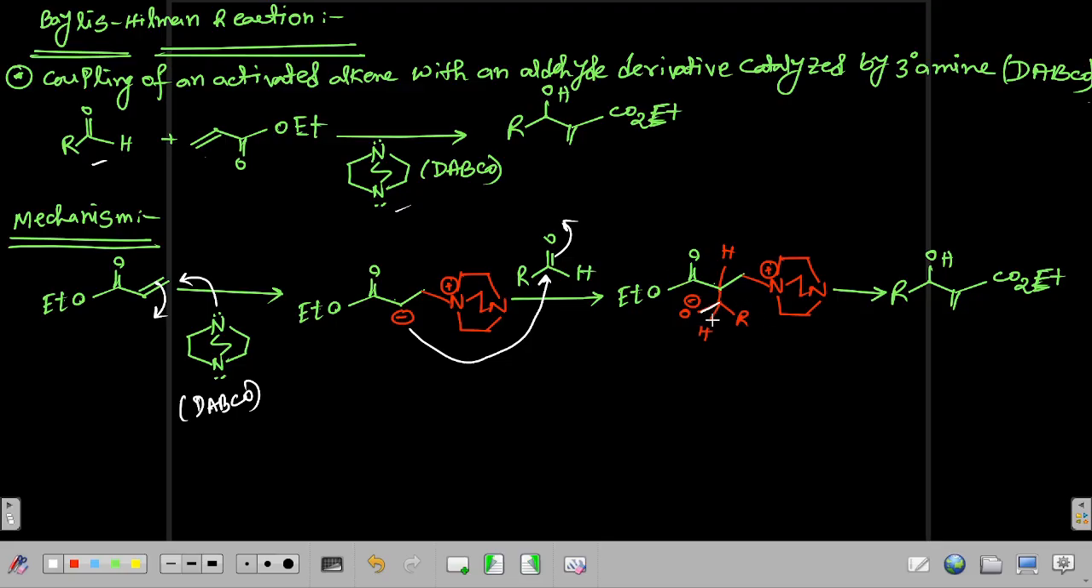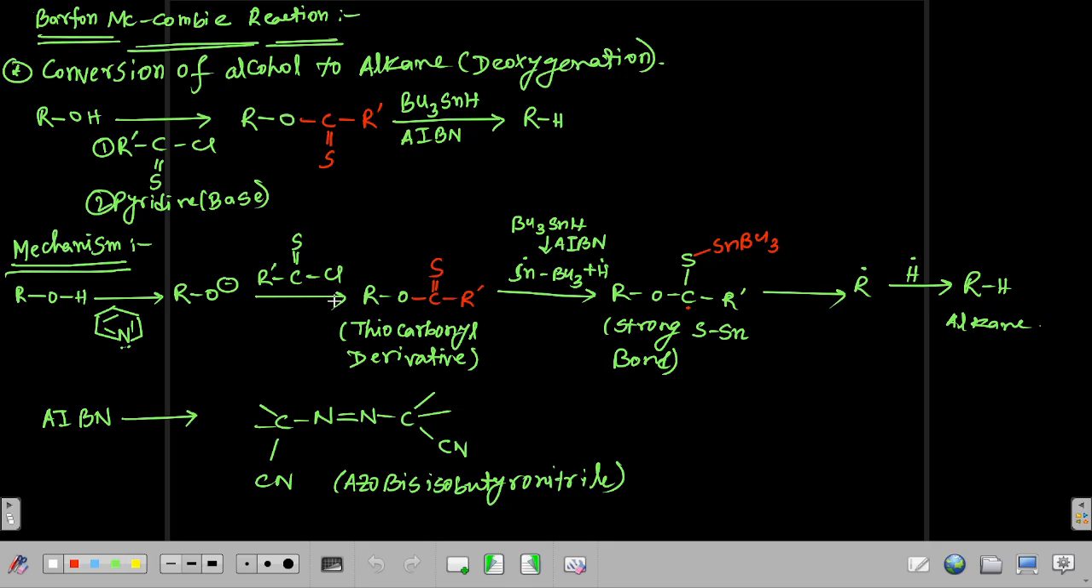Okay, and next this alkoxide ion will take this hydrogen, and this bond will break, and this bond will break simultaneously. So it leads to the formation of this coupling product. Next is Barton-McCombie reaction. In this reaction, it will convert the alcohol to the alkane via this thiocarboxylate intermediate. This is a thiocarboxylate intermediate.